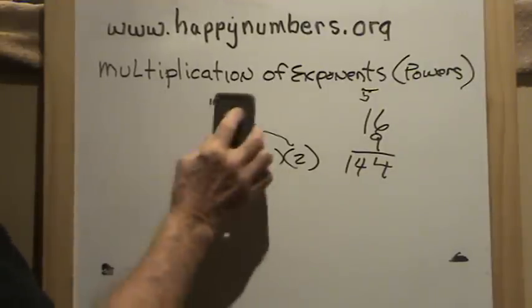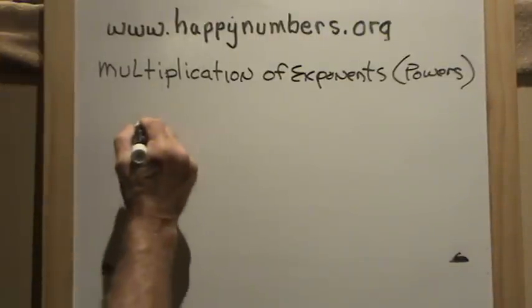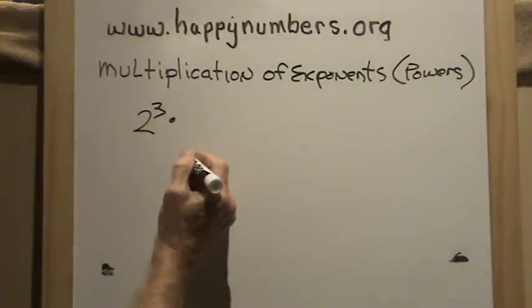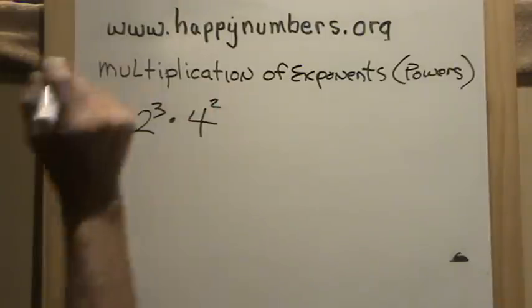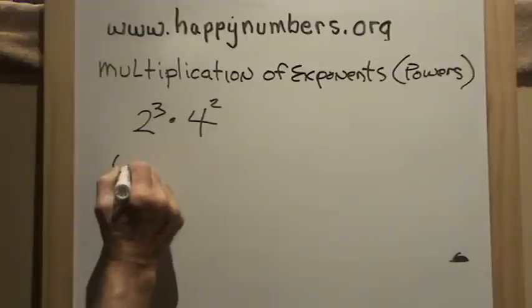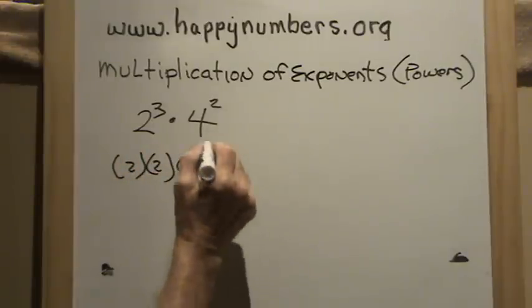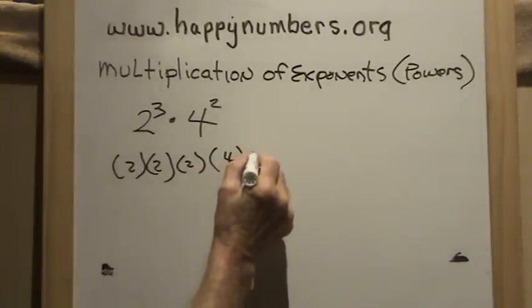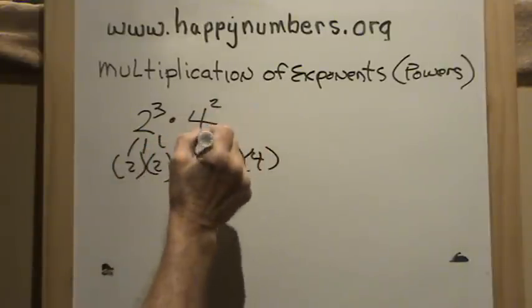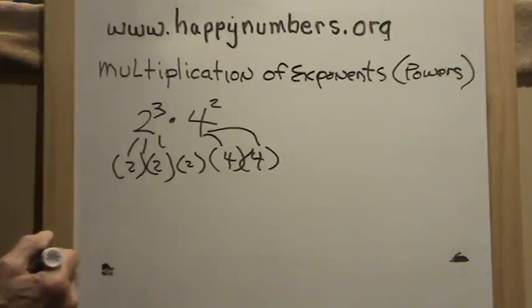So let's take a look at another problem. Let's take a look at 2 to the third times, let's say 4 to the second. Okay, well, we know 2 to the third is 2 times 2 times 2. And 4 to the second is 4 times 4.